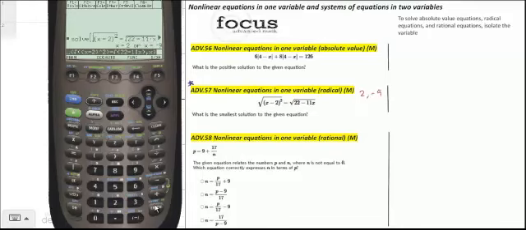Now, it doesn't accept both because it's asking you for the smallest one. Smallest means furthest to the left on a number line, which is -9.